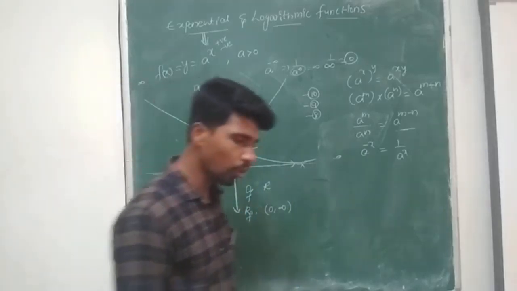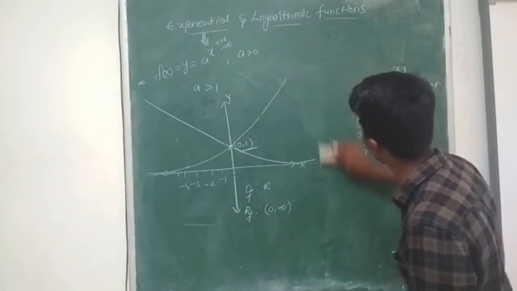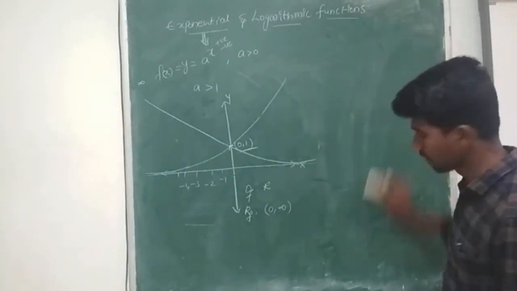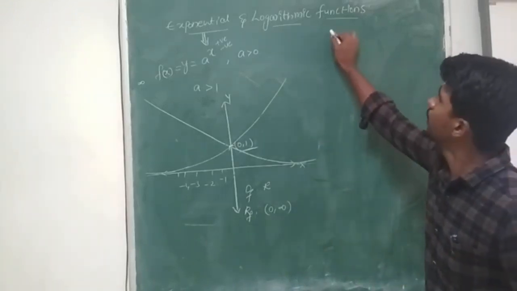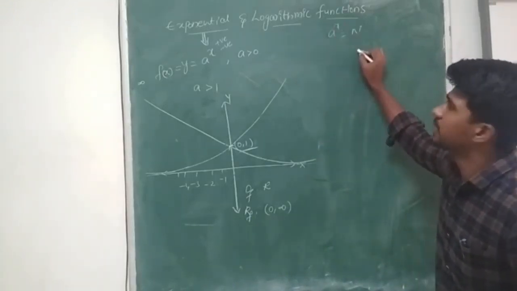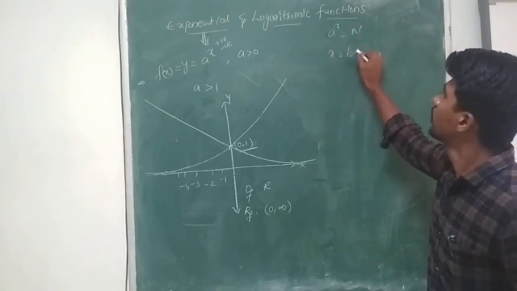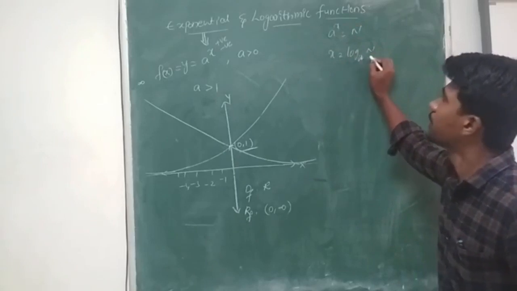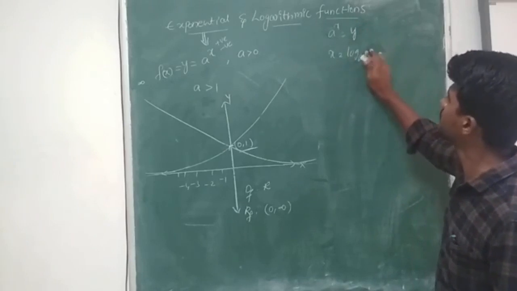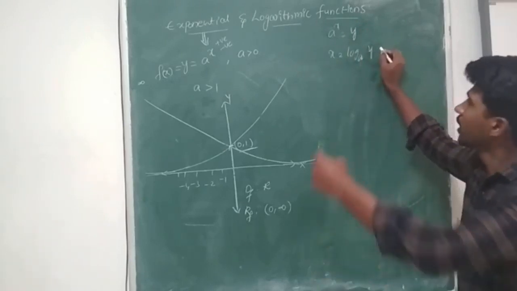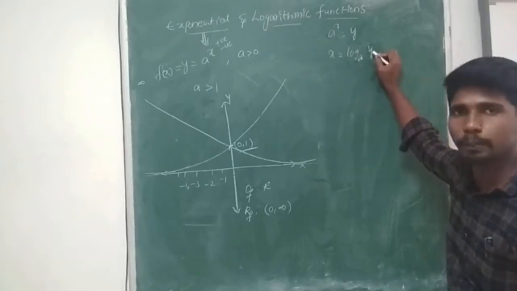Next, we shall move on to logarithmic functions. So what are logarithmic functions? The inverse of the given function is nothing but the logarithmic function. Inverse, I have a power x. If I take a power x as n, so I want to define x. x is equal to log n to the base a. As usual, we use this n as y. So I replace this n as y. Now we got x is equal to log y base a.